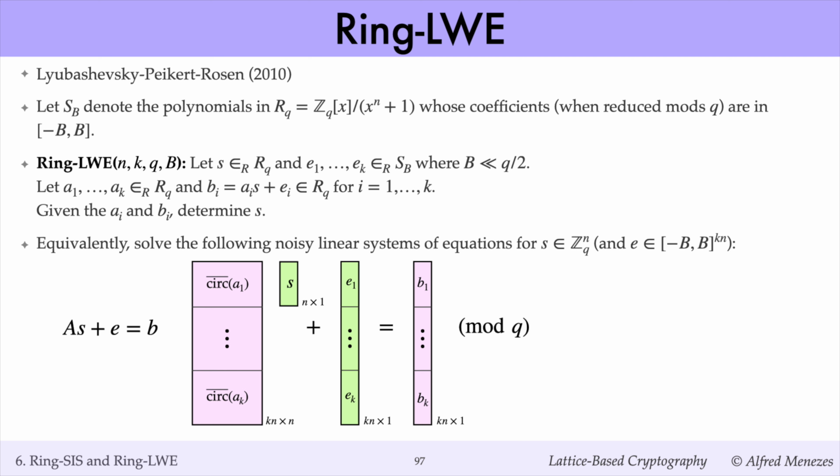The matrix form of Ring-LWE is the following. Solve the equation As plus E equals B modulo Q, where A is the matrix obtained from the anti-circulant matrices corresponding to the polynomials Ai, and the vector B is obtained from the coefficients of the Bi. Note that A is a Kn by n matrix. You can see that Ring-LWE is a special case of LWE, where the matrix A is structured, namely comprised of anti-circulant matrices.